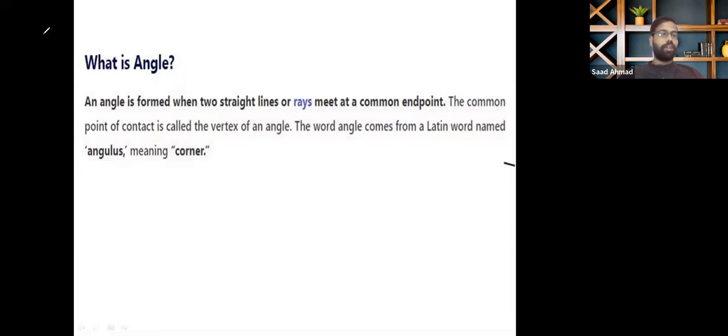Okay, so this is our third topic. Next one, angles and their measure. Angles and measure. That's the next topic. All right, third one.